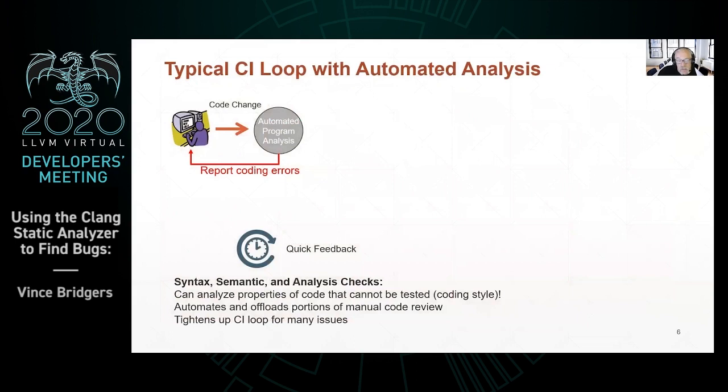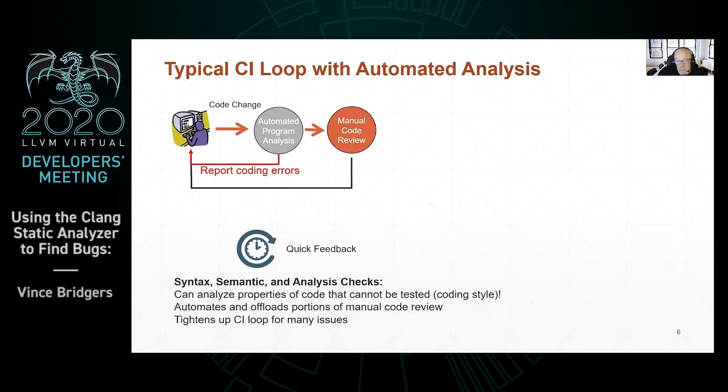So let's talk about a typical continuous integration loop with automated analysis. The first step would be a programmer makes a code change. He submits it to a continuous integration system. And there's an automated program analysis step that will perform analysis on the code before it's actually submitted to your overall internal review system. And this will report coding errors back to the developer. This can be done at the developer's desk. It can be done through machinery.